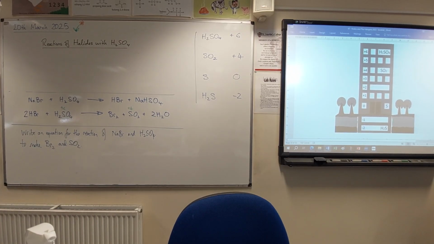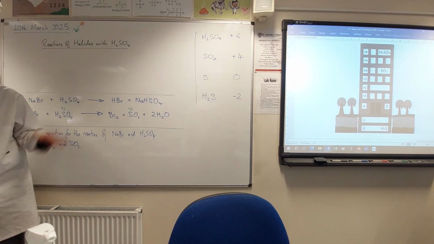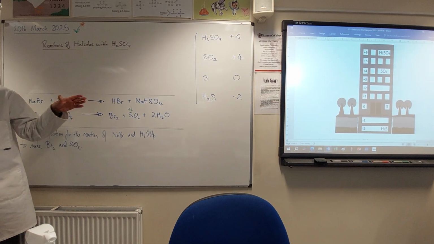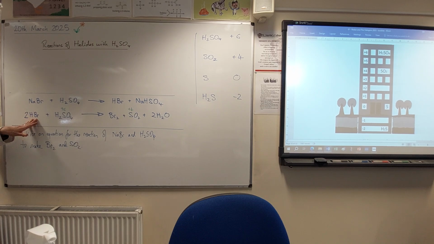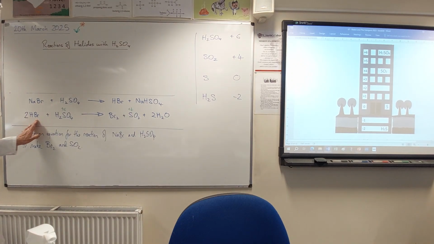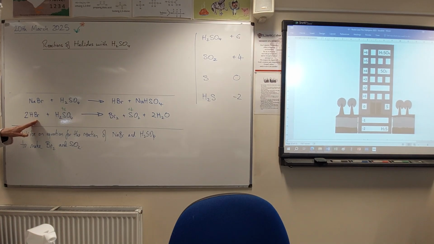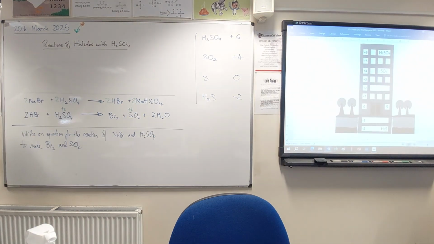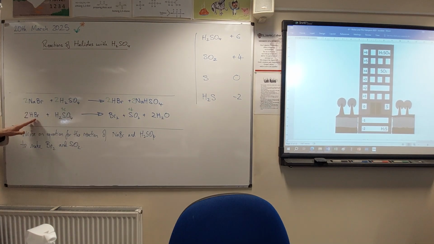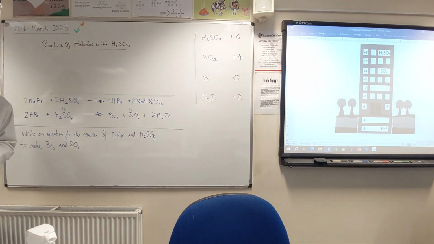Yeah, so the trick here, like balancing electrons with two half equations, is we look at what's common. What have I got in the products of the first reaction that's in the reactants of the second reaction? Well, it's the HBr. So I'm going to have to make sure that I've got the same number of HBr's in both equations. So if I double everything in the first reaction, so I've got 2 HBr's and 2 HBr's, now I can do what we do with half equations.